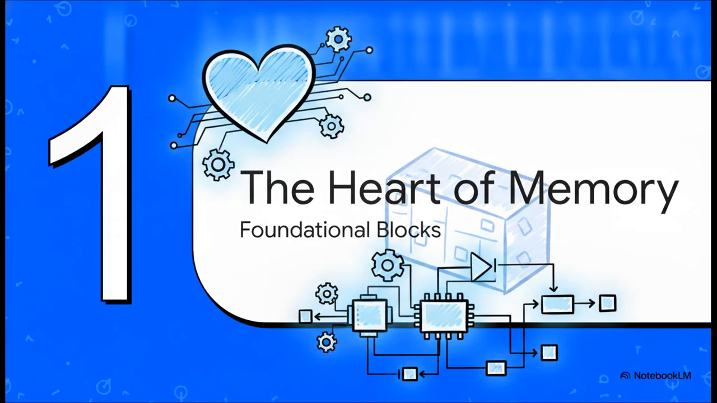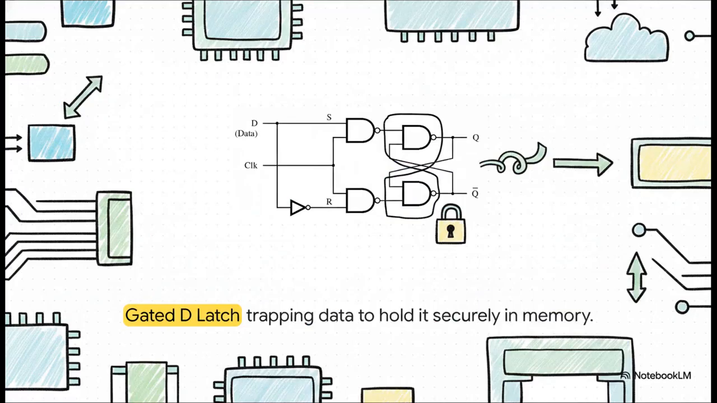All right, kicking things off with Section 1, the heart of memory. Before we can go off and build massive systems, we really need to understand foundational blocks like the gated D latch circuit. When we write Verilog code for memory, we aren't just writing sequential instructions for some standard processor to execute line by line. We are essentially asking the synthesis tool to wire this exact physical circuit for us.